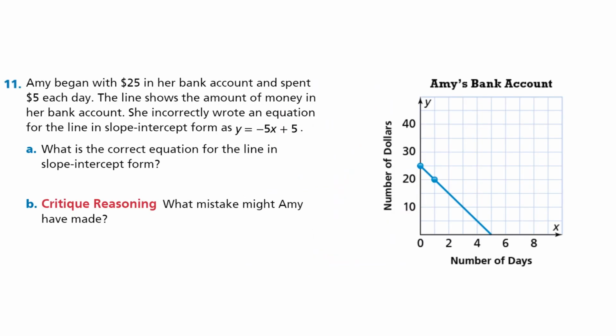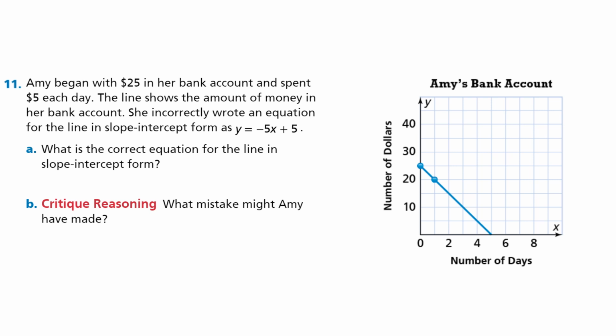with $25 in her bank account and spent $5 each day. The line shows the amount of money in her bank account. She incorrectly wrote an equation for the line in slope-intercept form as y equals negative 5x plus 5. What is the correct equation for the line in slope-intercept form?